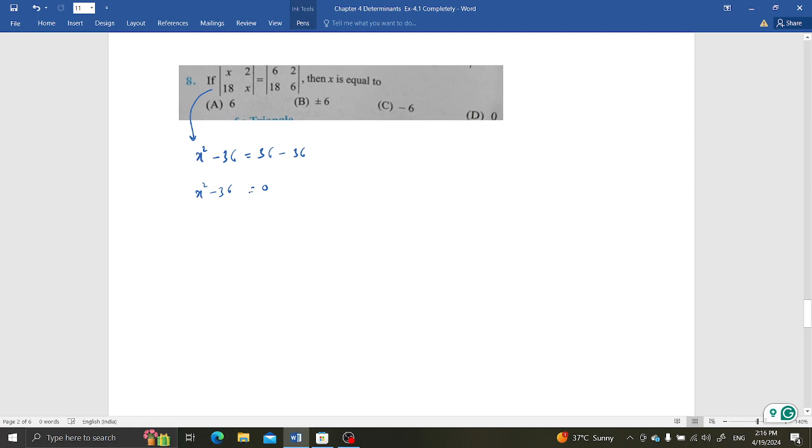Now again it is a quadratic equation. If it is a quadratic equation, then it has exactly two roots, maybe equal, maybe distinct. So here we can observe, can we write 36 as 6 square? Here we have x plus 6 and x minus 6 equal to 0. Either this one is 0 or this one is 0. So from here we have x equal to plus minus 6.